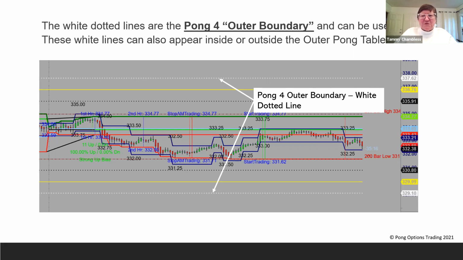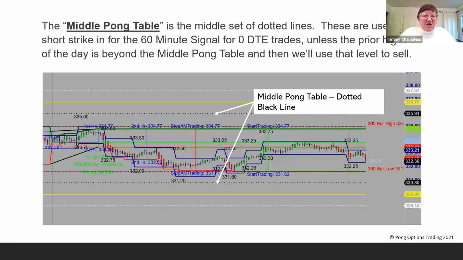If that's acceptable, you can trade that. So if you need to move your strikes around depending on the premium you're getting, you can do that with PONG. And then there's also, for trades that you enter after the first hour of trading, what we call the middle PONG table, which are these dotted black lines.